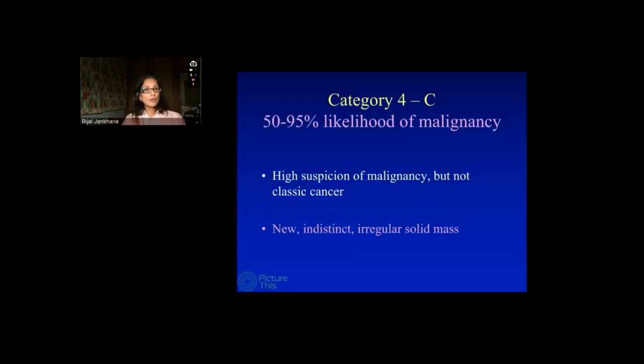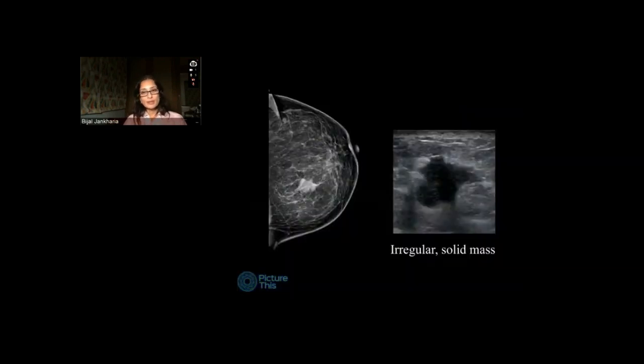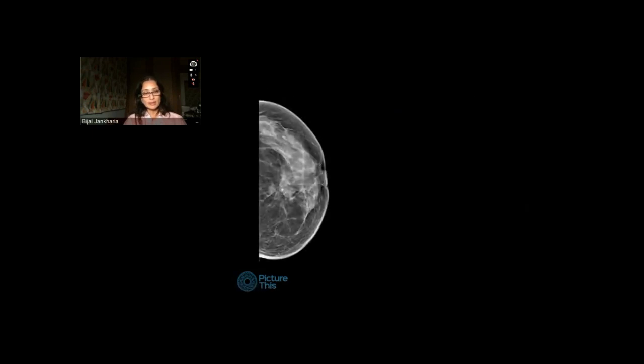Then we go on to 4C, where the chances of cancer are about 50 to 95%, which is high suspicion, and this is what we reserve our 4C for. Heterogeneous lesions, few angular, look at this, classic angular margins and an irregular solid mass in the breast. BI-RADS category 4C, definitely looks malignant.